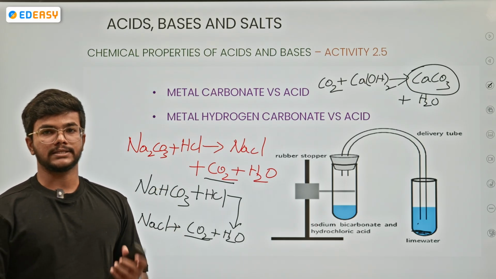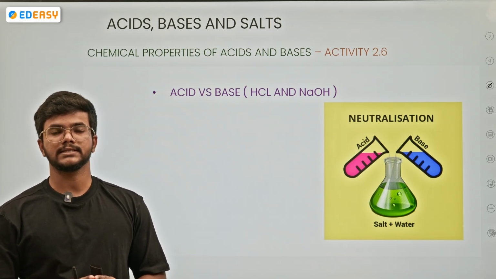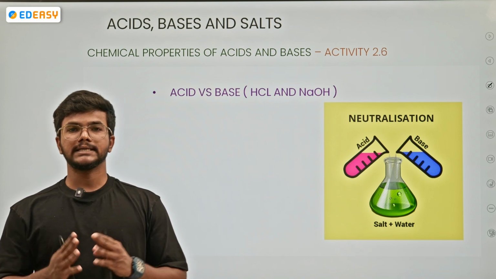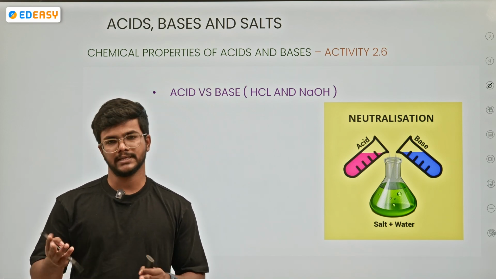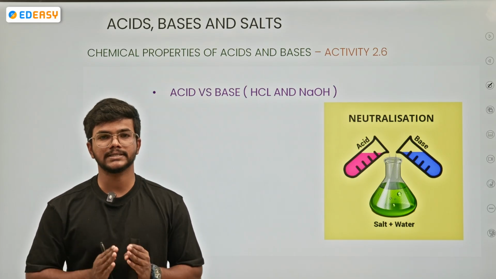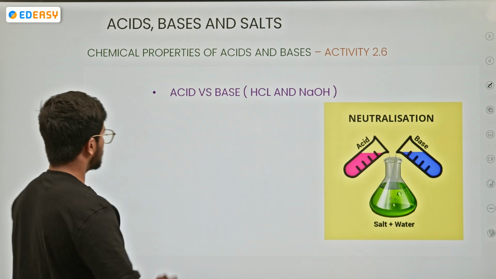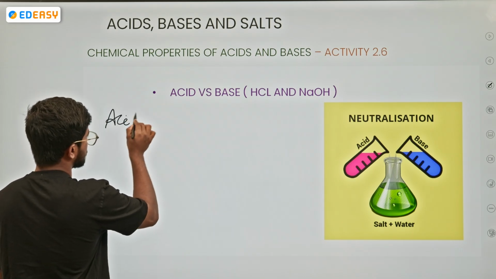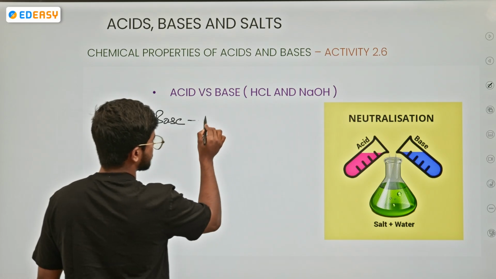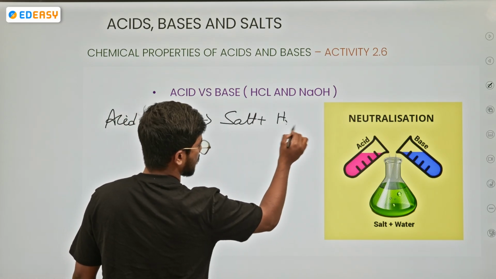Okay. So next, chemical properties of acids and bases, activity 2.6. So what is that activity 2.6? It is to understand the reaction between the acid and bases. So what is the general representation of the acid reacting with the base? When acid reacts with base, it gives salt plus H2O, water.